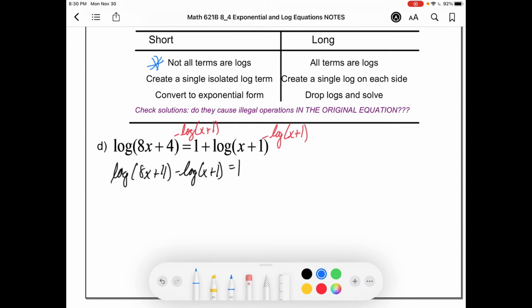You might recall, though, the quotient rule of log laws. So we end up with log A minus log B is log A over B. That's something that you can exploit here. You can combine those two logs into a single quotient or fraction.